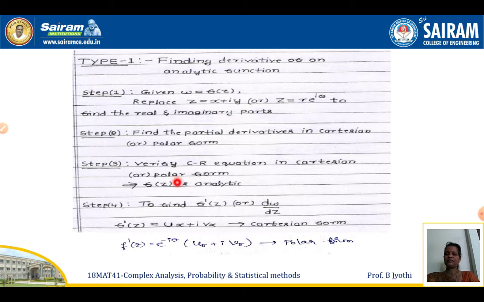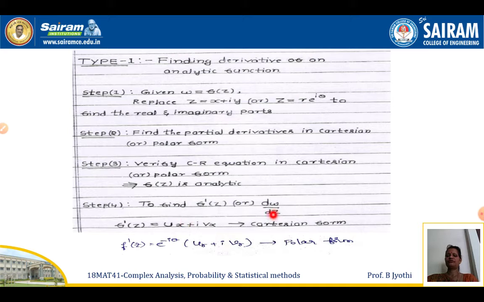Coming to the third step, verify the CR equations in the Cartesian or polar form. As all of you know, the CR equations in the Cartesian form are ux = vy and vx = -uy, and in the polar form ur = (1/r) vθ and vr = -(1/r) uθ. That is the CR equation which we are going to verify respectively in the Cartesian and in the polar form.